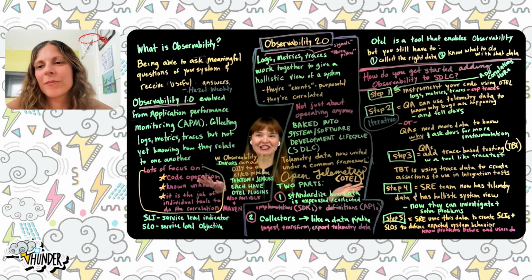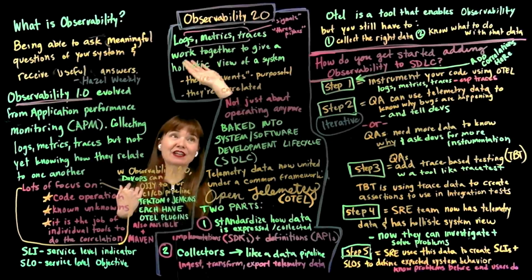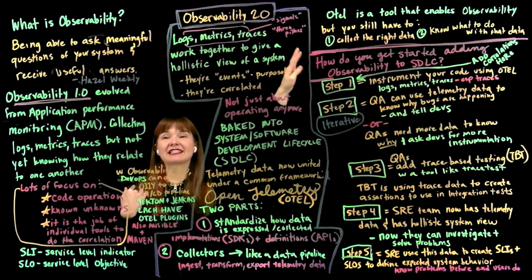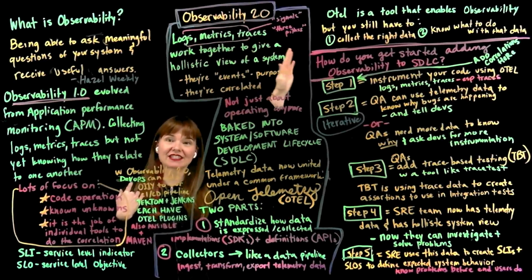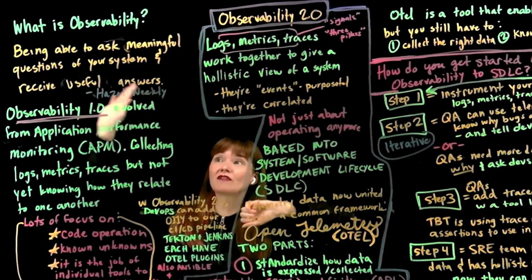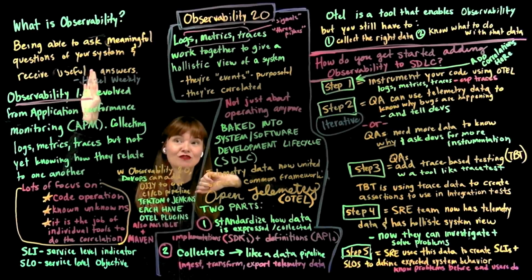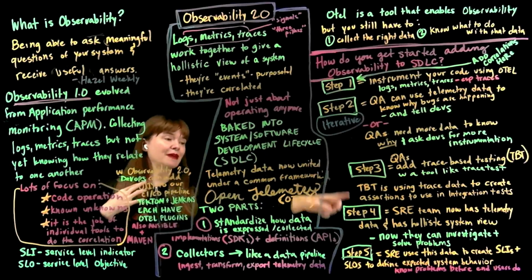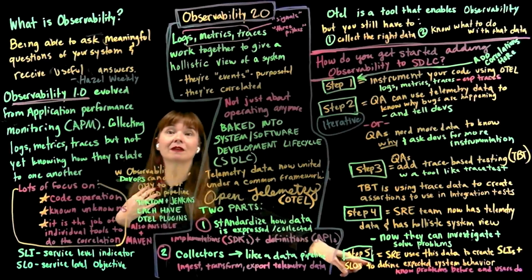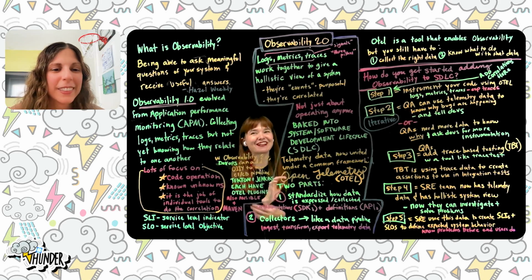So I've learned so much today. I learned about Observability 2.0 and how we can use the logs, metrics, and traces and make them work together to get a holistic view of the system. And specifically with the goal of being able to ask meaningful questions of your system and receive useful answers. And also with the benefit of knowing about your problems before your end users do, which is pretty incredible.